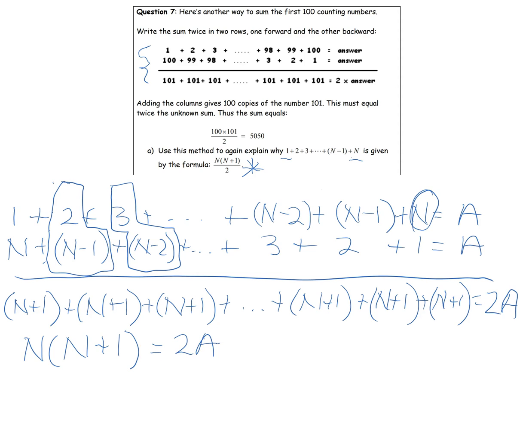So if we want to get what just our answer is, we have to divide both sides by 2. And this gives us that our answer, or A, is equal to n times n plus 1 over 2. And that's the formula that we get.